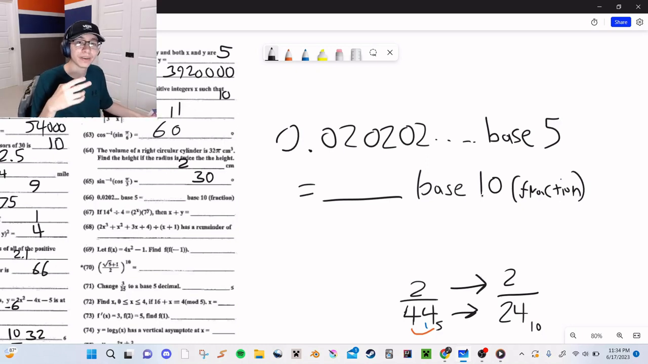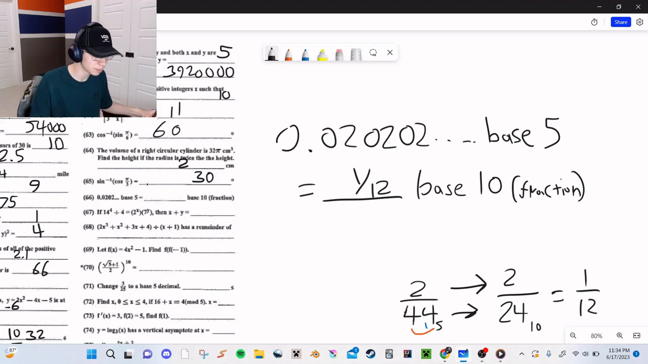Okay, so now, because we're in base 10, I can just divide. So I get 1/12. And that's my answer. That's my fraction in base 10. Let's do another example. So 1/12 is our answer.